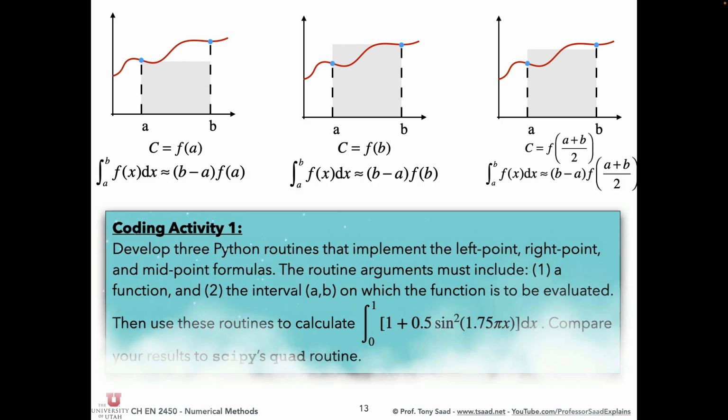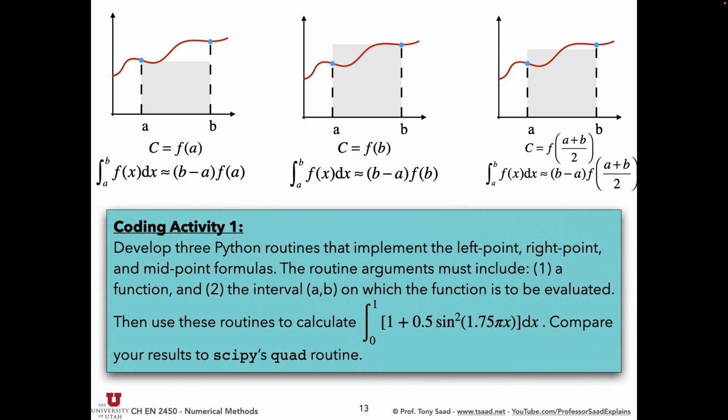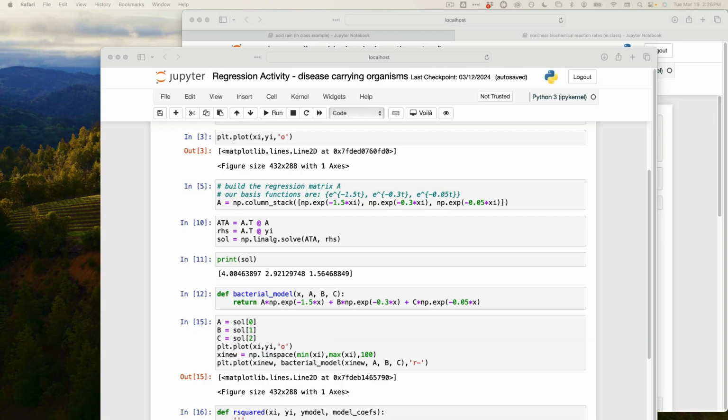All right. Now you're going to get your Jupyter notebooks, and we're going to develop 3 routines that implement the left point, right point, and midpoint rules on the function 1 plus half sine squared 1.75 pi x on the interval 0 to 1. Okay, so we're going to implement those 3 routines. We're going to solve that integral numerically with those 3 routines. And then we're going to compare to quad and see what answers we get. All right? So grab your notebooks and give it a try while I do the same here.